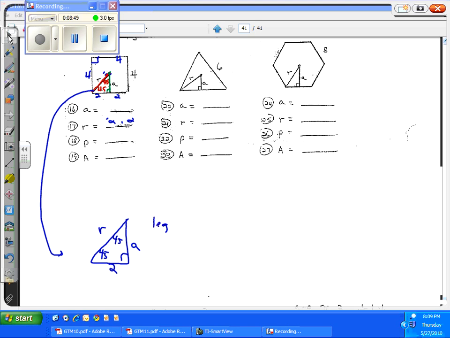In a 45, 45, 90 triangle, the legs are equal, and the length of the hypotenuse is equal to the length of a leg times the square root of 2. So if the bottom leg is 2, then the other leg, which is the apothem, is 2. So we get 2 for the apothem. The hypotenuse, which is the radius, is equal to a leg, which is 2, times the square root of 2. So the radius is 2 square root 2.